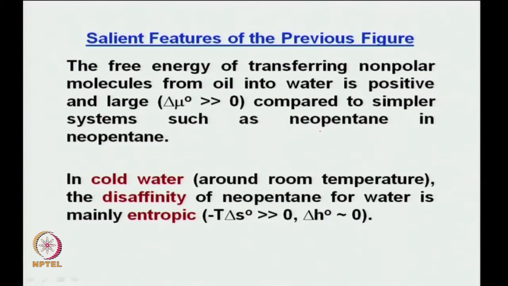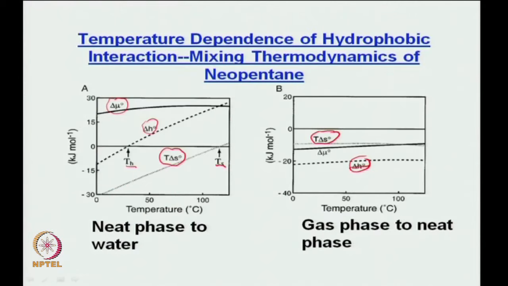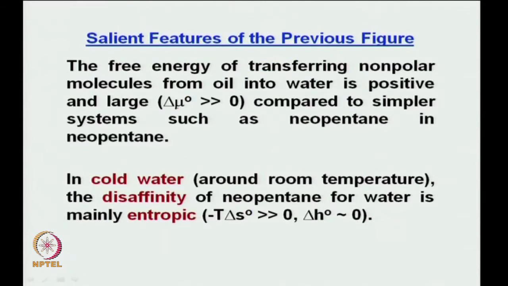Okay, but before I tell you what the slopes refer to, just quickly go through the salient features of the previous figures. The free energy of transferring non-polar molecules from oil into water is positive and large, right? That is what your delta mu 0 was telling you, positive and large for the left hand figure, compared to simpler systems such as neopentane in neopentane, right? That is what we saw. In cold water around room temperature, the disaffinity of neopentane for water is mainly entropic, right? That is what we saw.